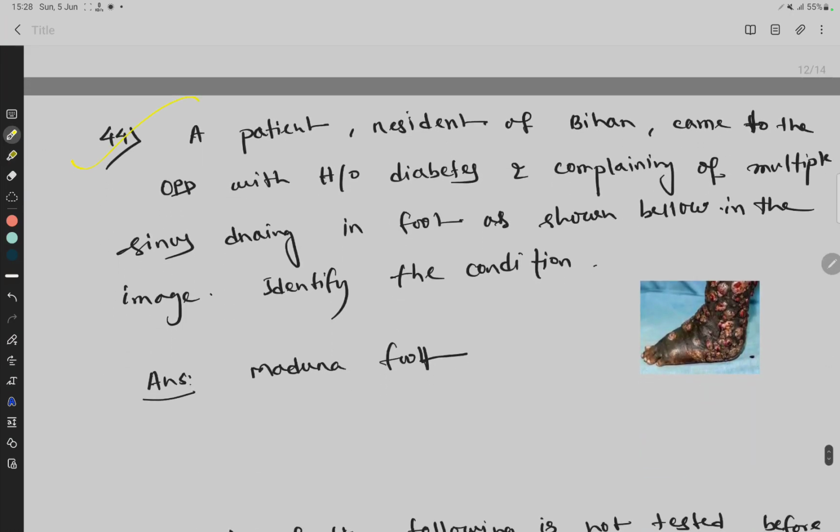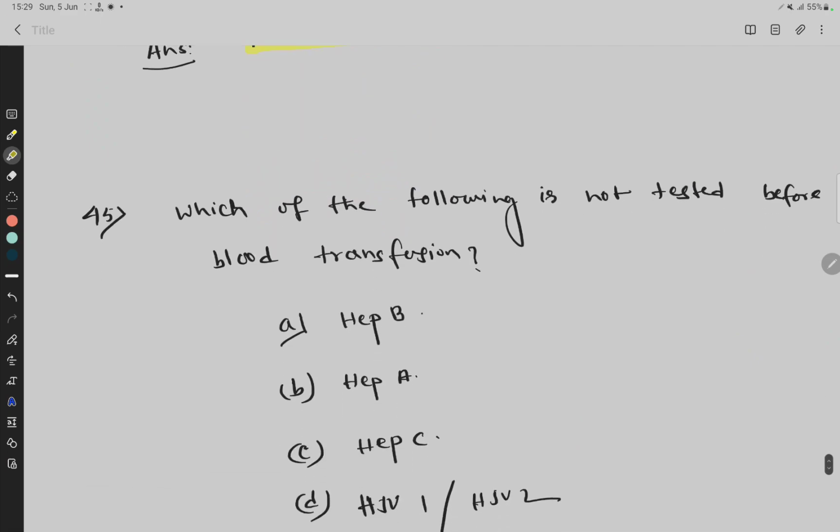44 number question, a patient resident of Bihar came to the OPD with history of diabetes and complaining of multiple sinus draining foot as shown below. In the image, identify the condition. This condition is called Madura foot.